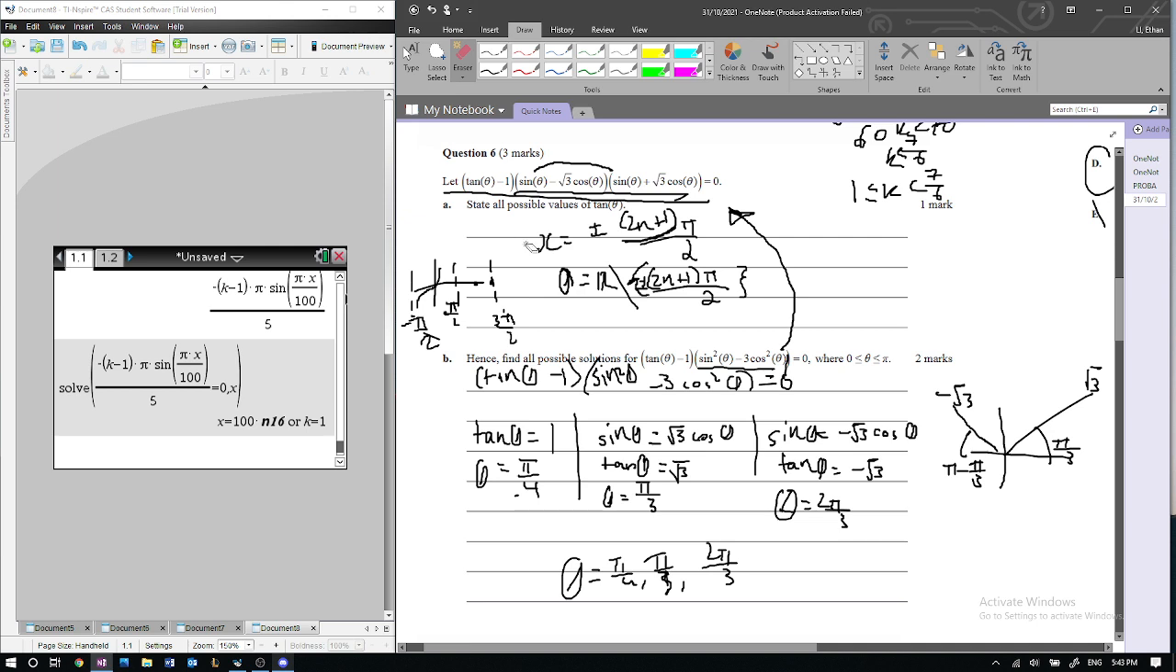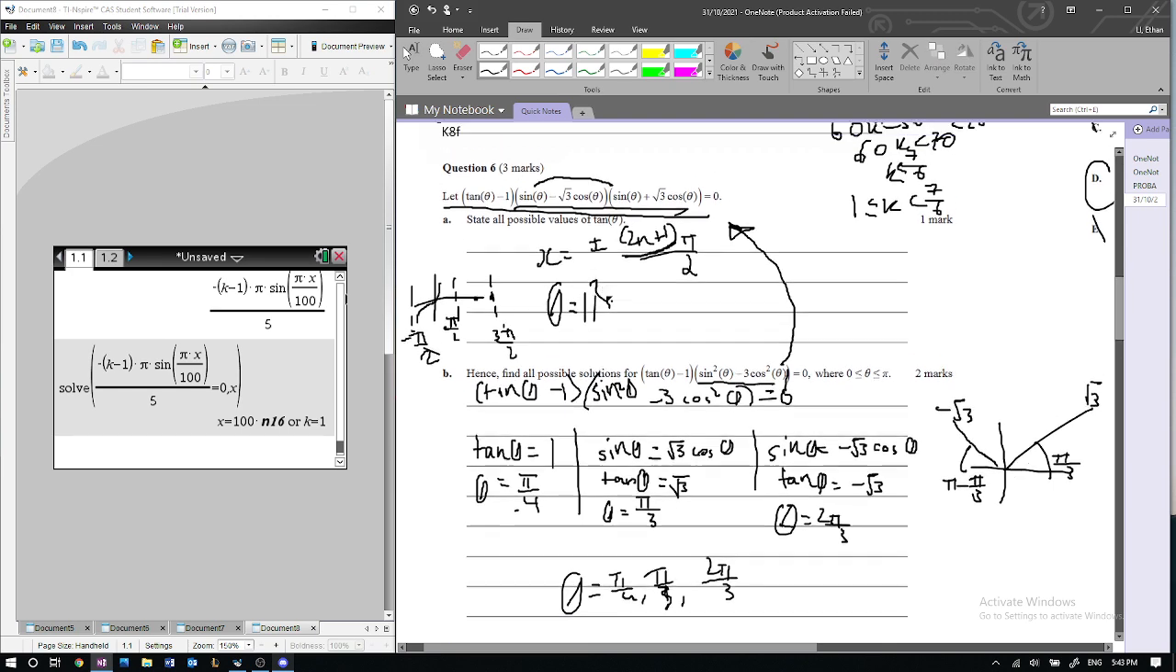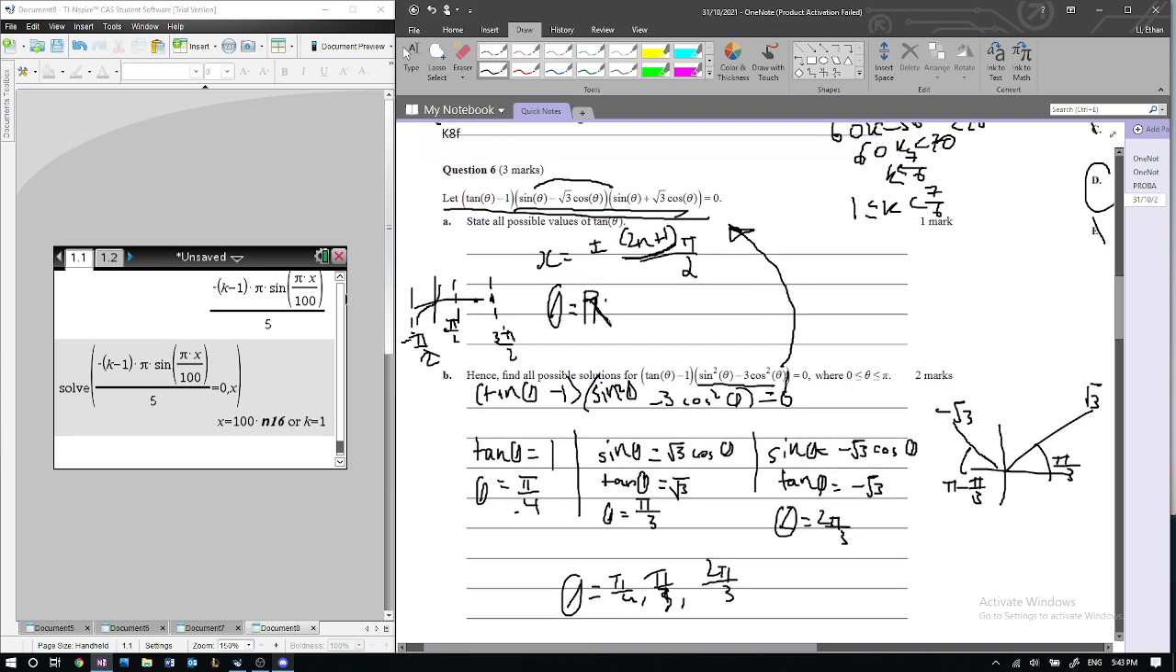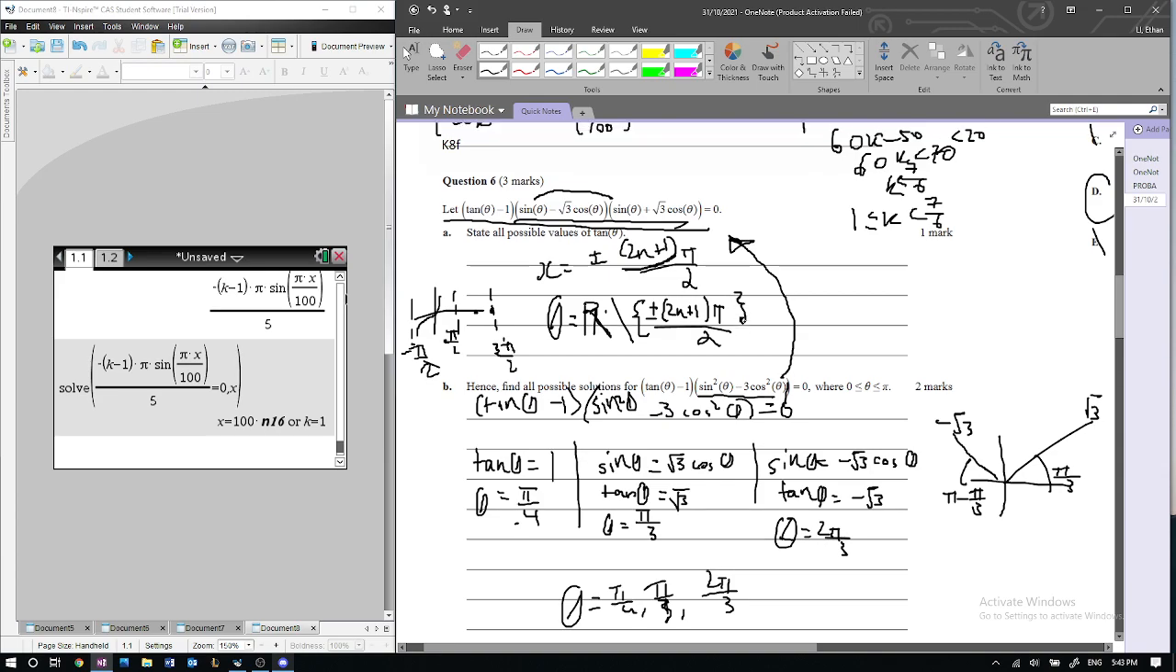I'm just gonna hang on. My handwriting's pretty bad, so I'm just gonna make this a bit better. Theta is equal to all real numbers except for pi on 2.